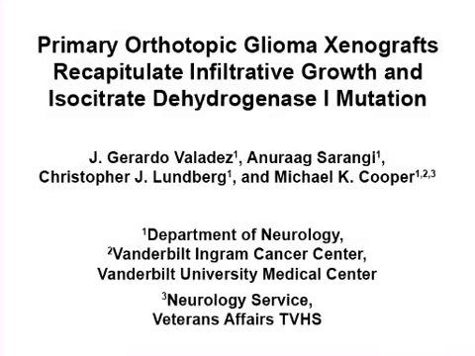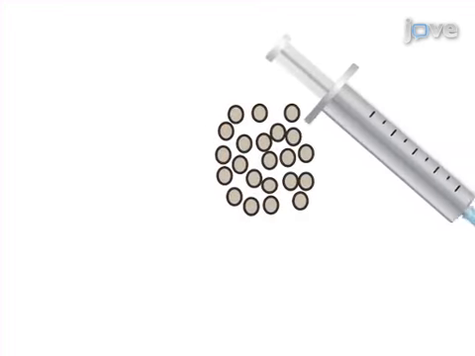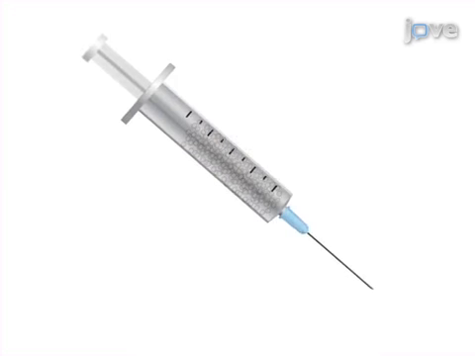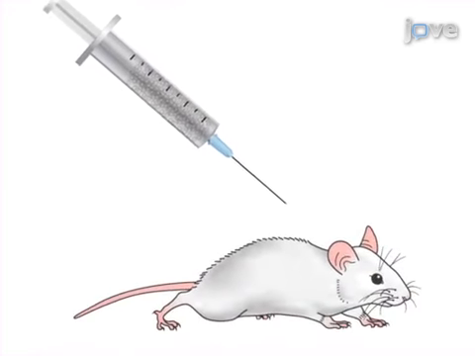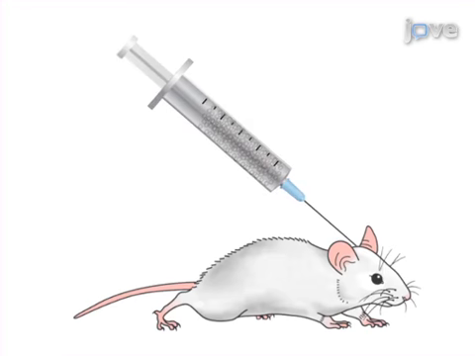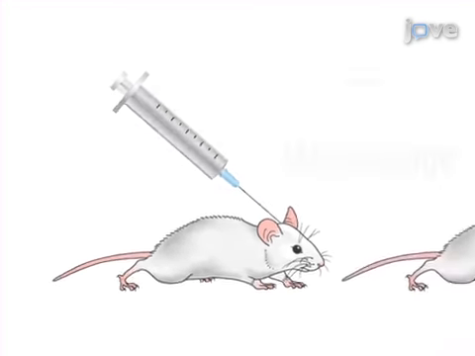The overall goal of this procedure is to generate primary orthotopic glioma xenografts to recapitulate histopathological and molecular features of malignant glioma subtypes in preclinical animal models. This is accomplished by first obtaining human brain tumor specimens for direct transplantation. The second step is to prepare a cell suspension from the specimen. Next, the tumor cells are transplanted into the brain of an immunocompromised mouse.